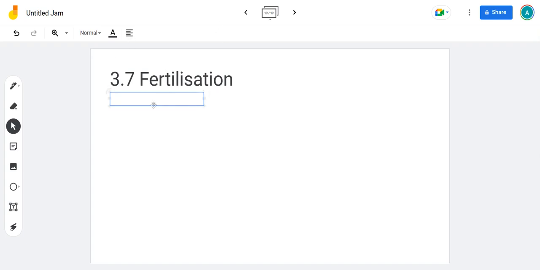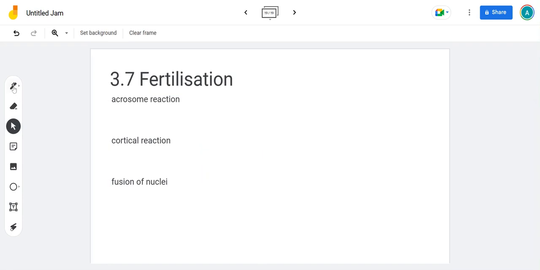Okay, so the first part is called the acrosome reaction. The second part is called the cortical reaction, and the third part is the fusion of the nuclei. So let's start off with some diagrams for each one, and then we'll add some detail.